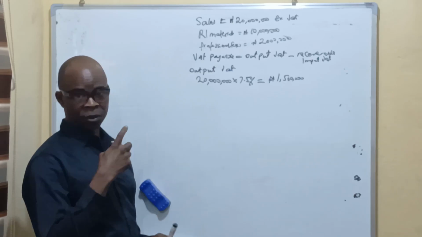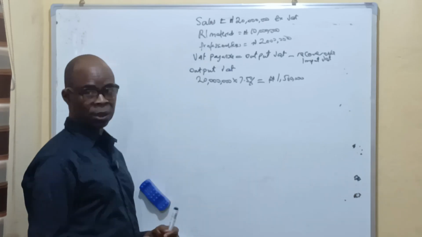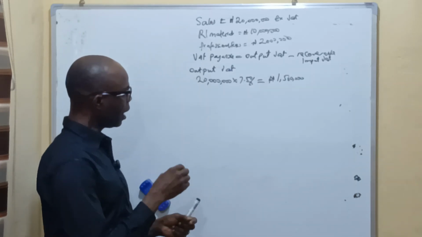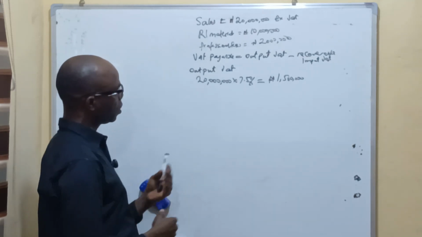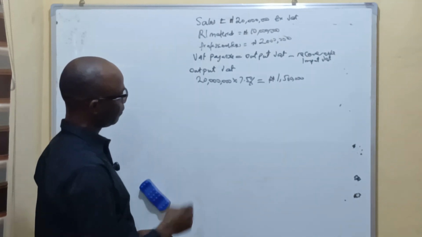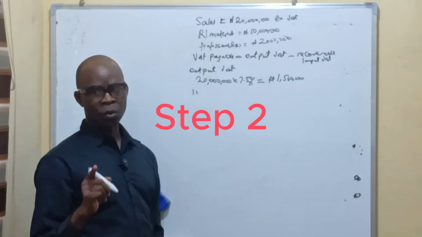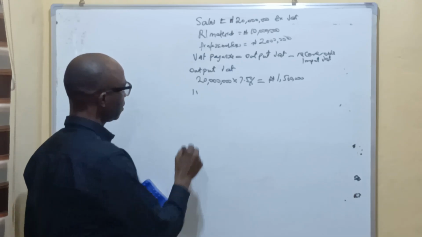If you check one of our videos we just posted, it treated cash sales with VAT, so you may go and look at that video and see how it is done. The next step we're going to do is input VAT on raw materials.